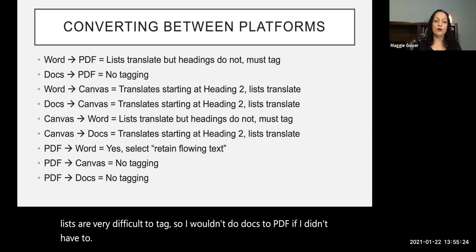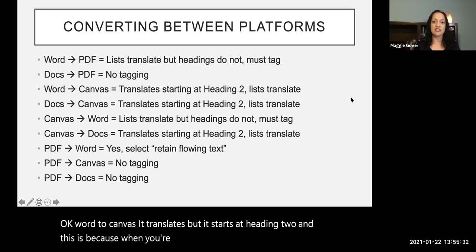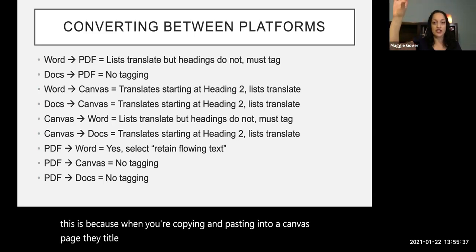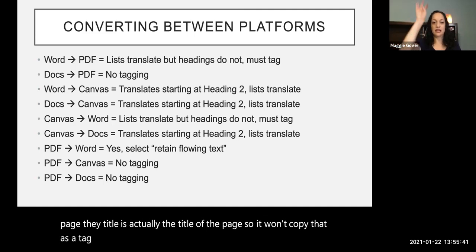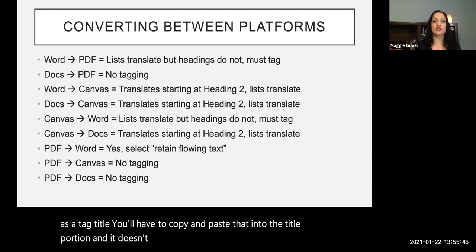Okay, Word to Canvas, it translates, but it starts at heading 2. And this is because when you're copying and pasting into a Canvas page, the title is actually the title of the page. So it won't copy that as a tagged title. You'll have to copy and paste that into the title portion. And it doesn't have heading 1 because it assumes title is heading 1.